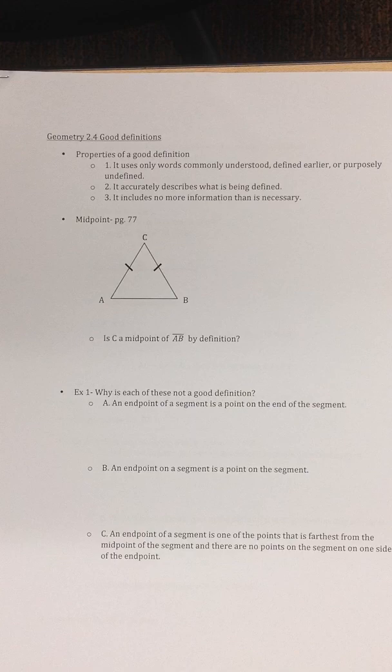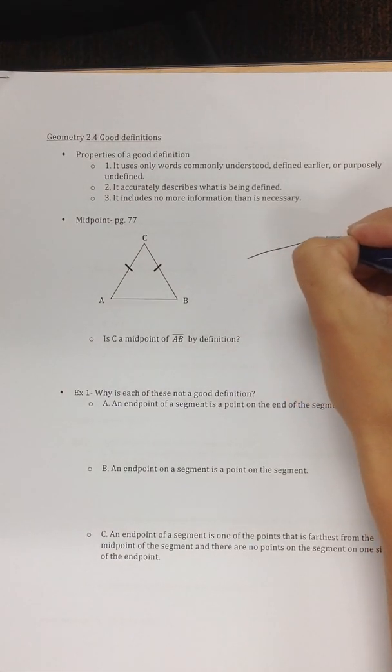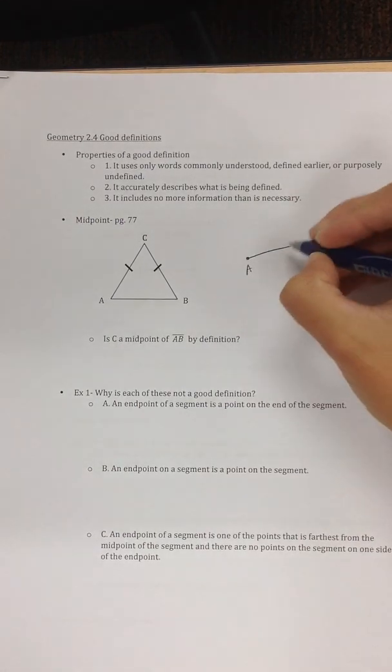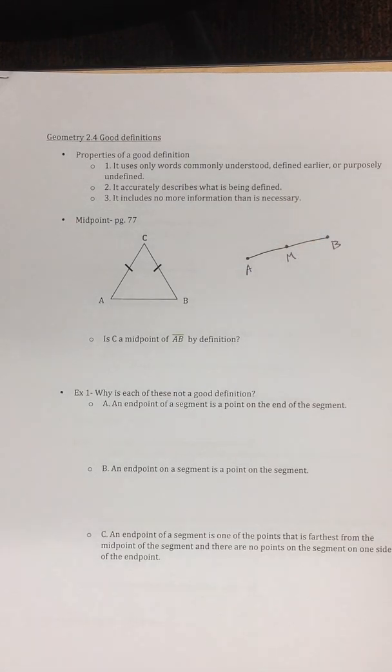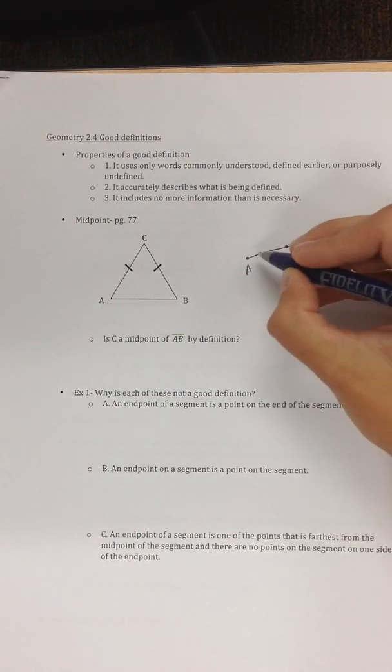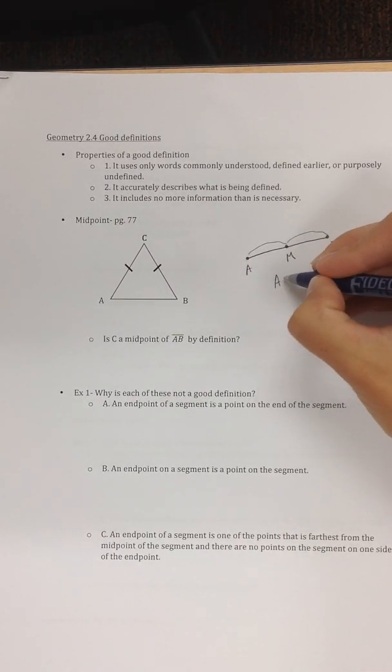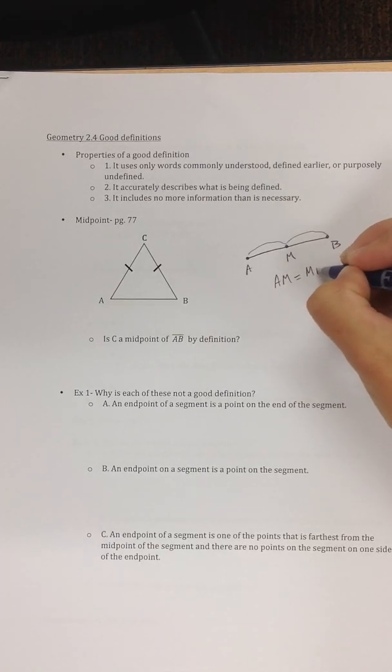Okay. So the first thing we've got here is on page 77, they have the definition of midpoint, so jot that down. And it says the midpoint of a segment AB is the point M on segment AB with AM equaling MB. So kind of what that means is if we've got a segment here, AB, the midpoint, M, would be a point where our distance from A to M is the same as our distance from M to B. That's how they're getting AM equaling MB.